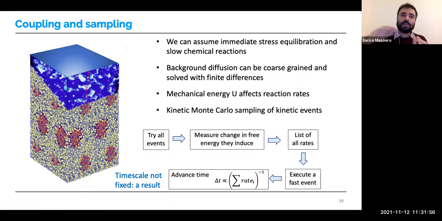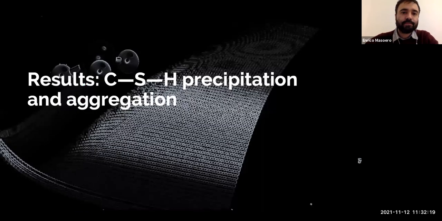But if you are in a logarithmic regime where the material is aged and reactions start to be very slow, there is no problem. You just sample the next event, simply the time scale associated to this event will be very long. But this is not like a molecular simulation where you have to fix the time step initially. The time step is a result of the technique. So we are not bound to a characteristic time scale.